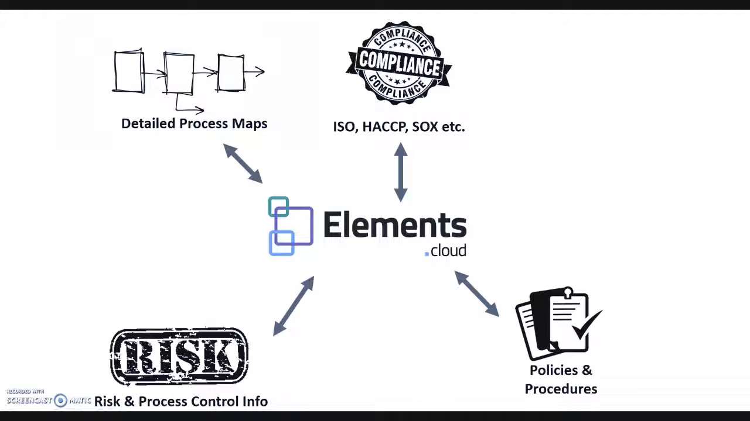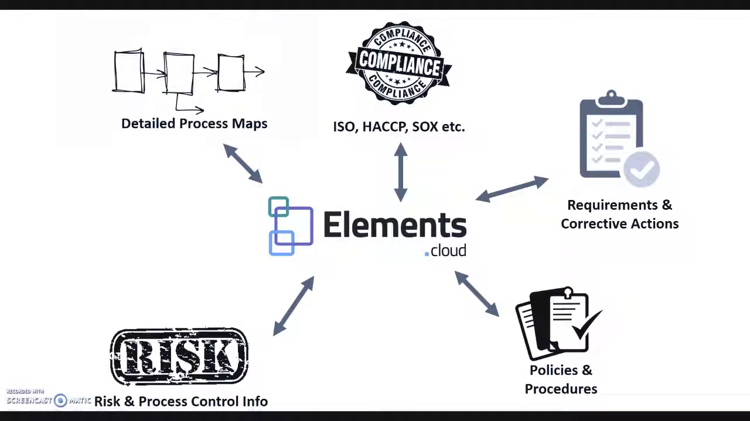Also, what you can do, and some clients do this, they can actually link out to their various risk information, control information, compliance information, whether it's ISO or SOX compliance, or even food industry's got a HACCP compliance. So you can link to all of these things, which brings now your key control information, risk information, policy, procedures, and maps all together.